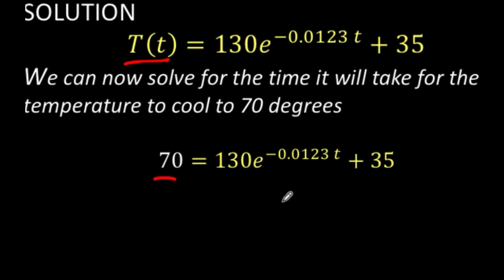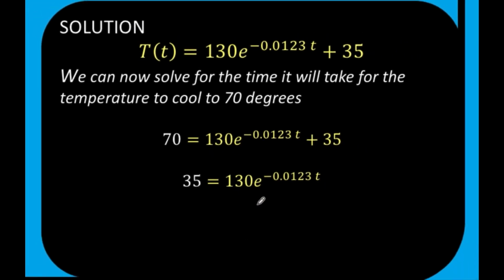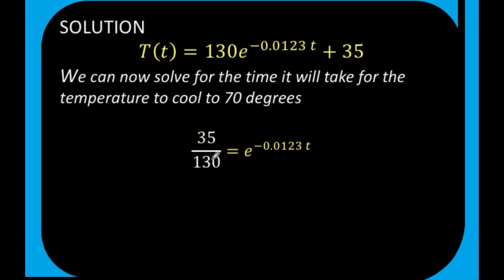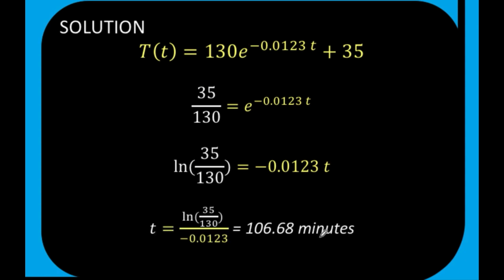First, we subtract 35 from both sides to get 35 equals 130e^(-0.0123t). And then we divide both sides by 130. And then we take the natural logarithms of both sides to arrive at this form, applying the power rule also of logarithms. And then finally, solving now for t and applying symmetric property of equality, we now arrive at t equals 106.68 minutes, which we can round off to 107 minutes.